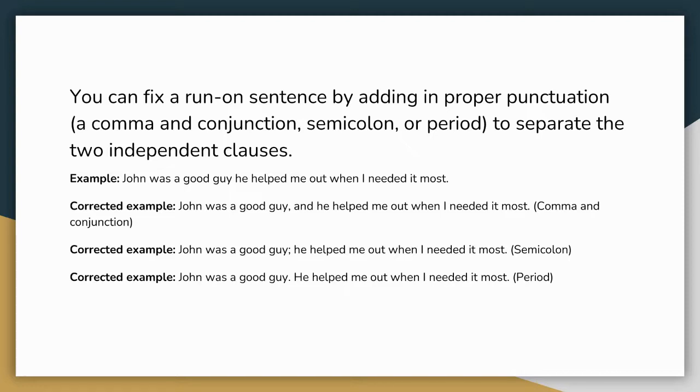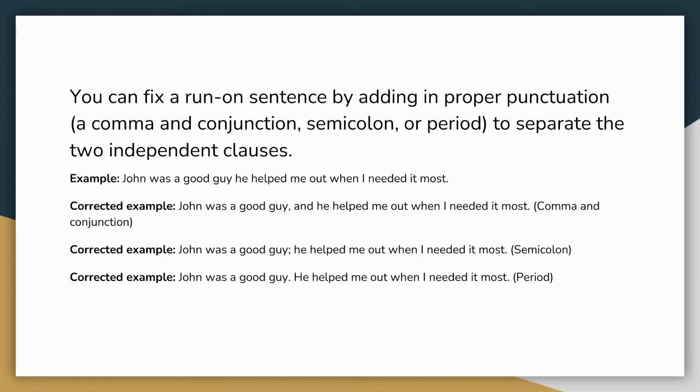So the example sentence here says, John was a good guy, he helped me out when I needed it most. That is a run-on sentence. Two sentences that can stand by themselves that need assistance and they need punctuation somewhere. So the first example is the comma conjunction. John was a good guy, comma, and he helped me out when I needed it most. And the second corrected example shows you a semicolon. John was a good guy; he helped me out when I needed it most.